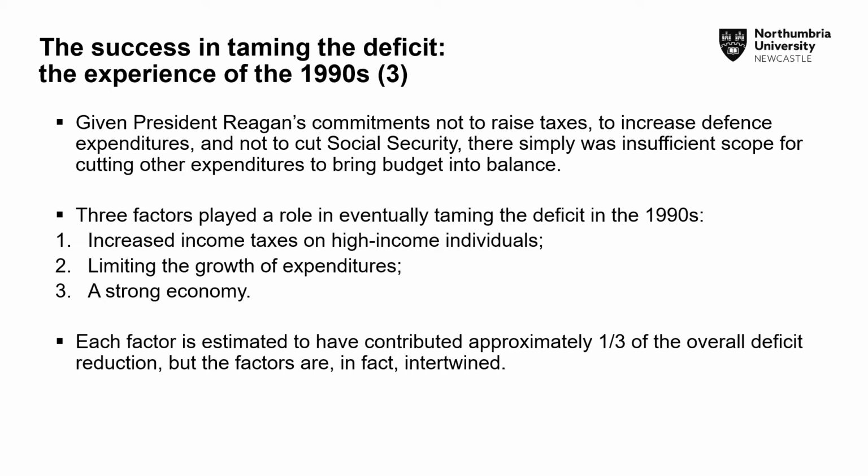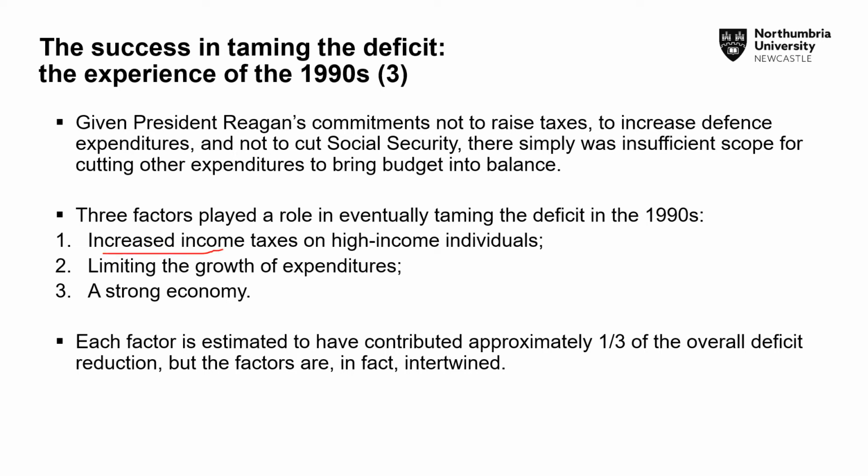Yet Ronald Reagan promised that taxes would not be raised, and also promised not to cut Social Security. So hence, if you have expenditures on Social Security, but taxes are not rising quickly enough, you have a deficit. So simply there is insufficient scope for cutting other expenditures to bring the budget back into balance. Hence, there were other factors that came into play that tamed the deficit in the 90s, temporarily at least.